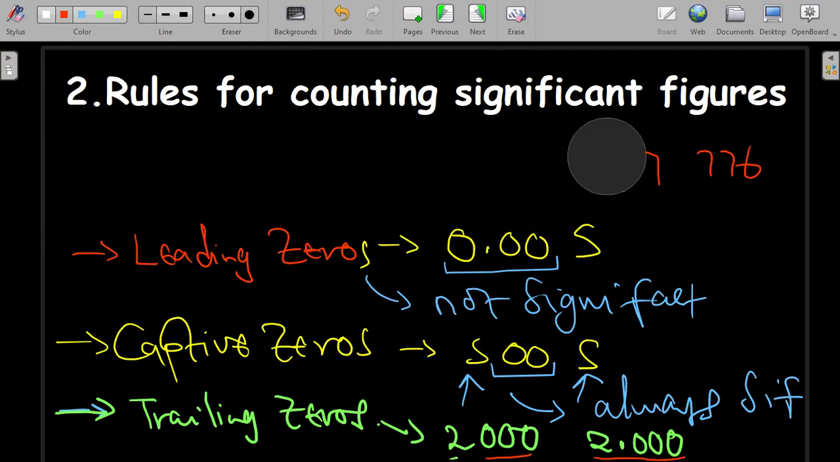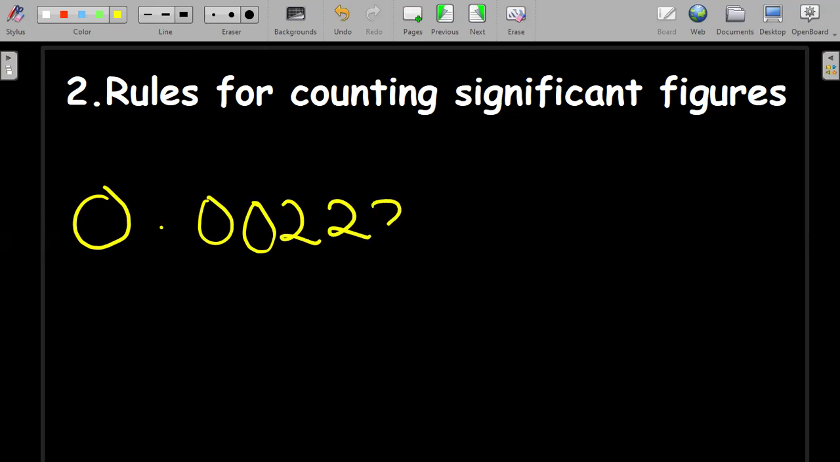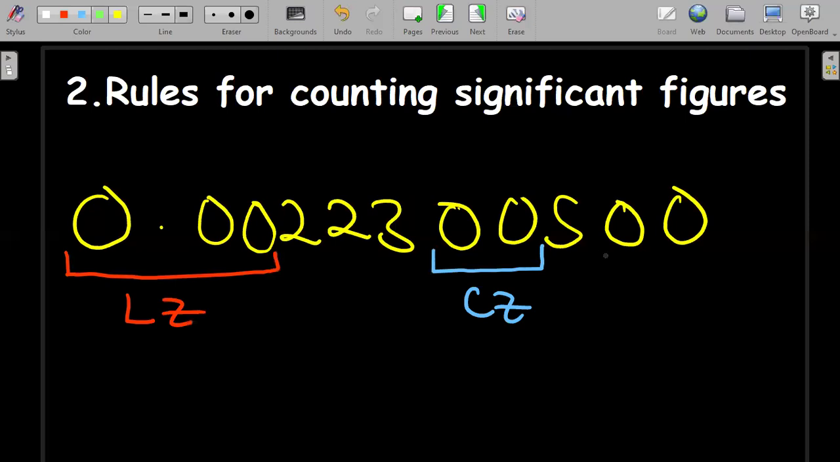All right, so let me write a certain number here, and then we identify the captive, the trailing, and the leading zeros. This number is going to be 0.00223005000. In this number that I've written here, you can see all three types of zeros. These ones here, the ones coming before a non-zero digit, are leading zeros. These ones here that are between two non-zero digits are captive zeros. And the other ones that are at the end, coming after a non-zero digit, are what we call trailing zeros.